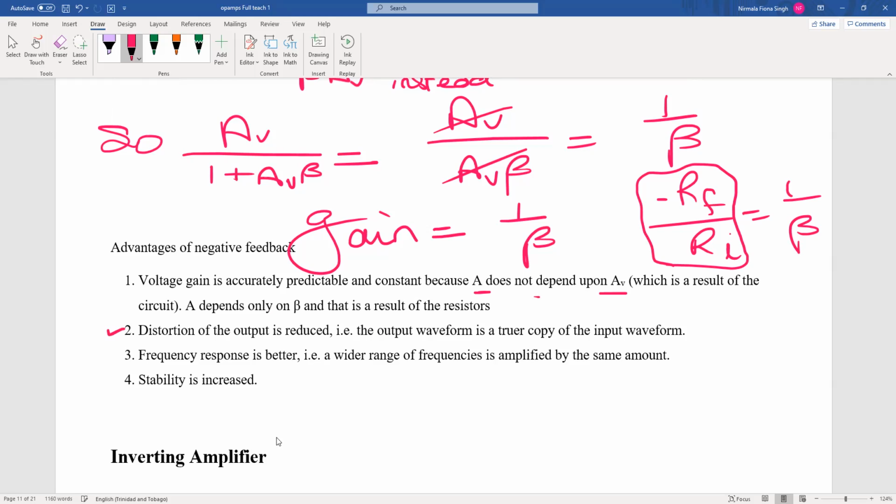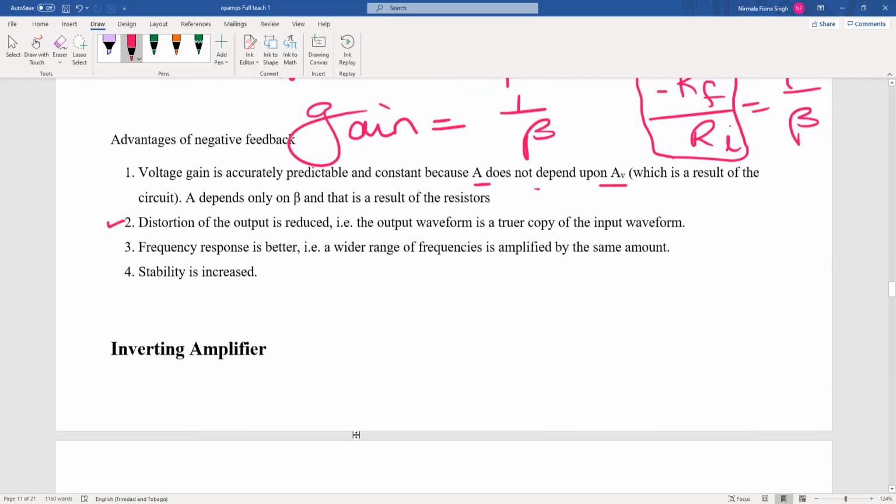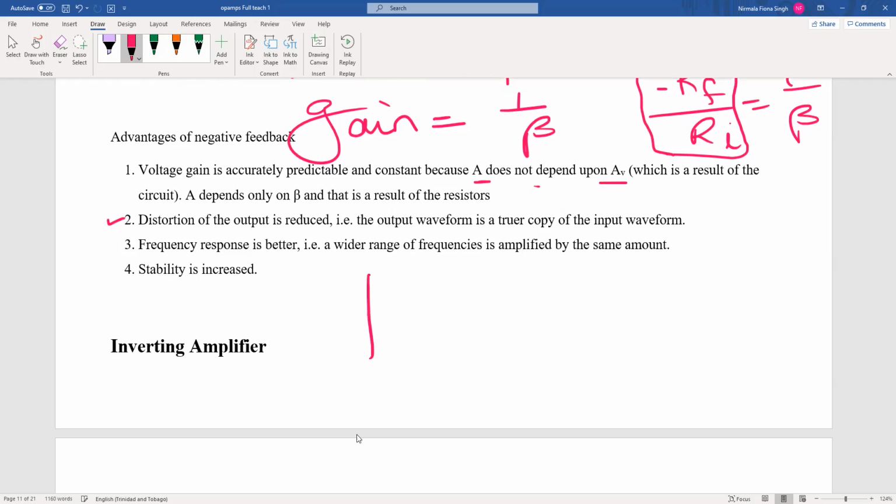Distortion of the output is reduced, and the waveform is a truer copy of the input waveform, as I said last day. I don't know if I told you all last day. I think this is why I'm mixing up my lessons for this class and your class.